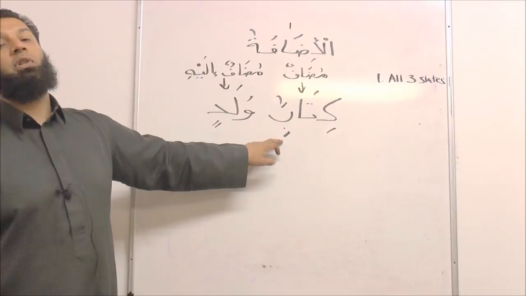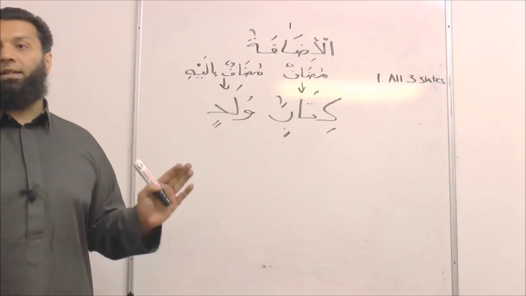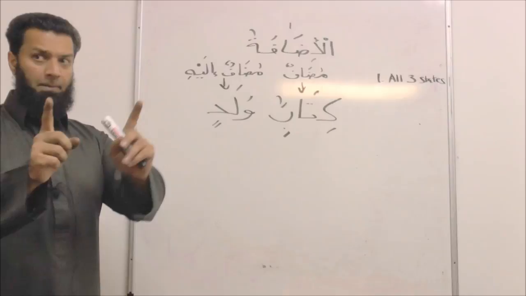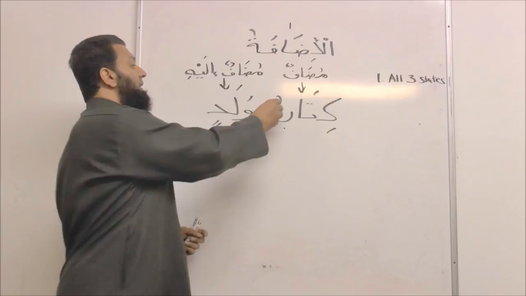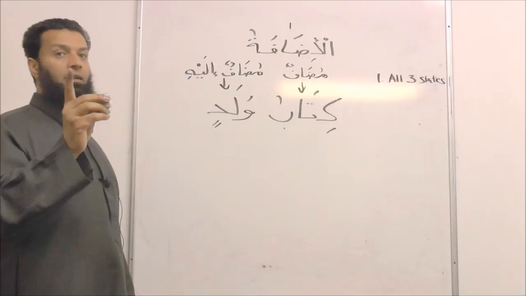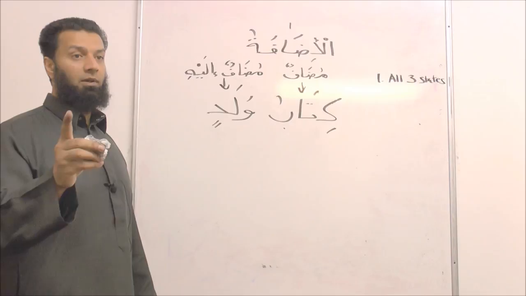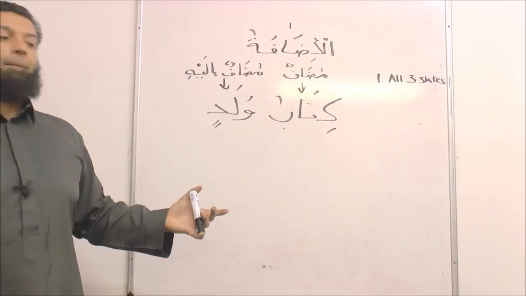Good, Abdullah, do you remember that one? It can be in all three states, right? So why would I write, if it can be in all three states, akhlaq, why would I write it kitabu waladin in our example? No, no, you do know, think. There'd be a reason, wouldn't there, Arjan? It's not difficult. Why would I write kitabu waladin? Nothing before it. Why? Because it would be in its default state.